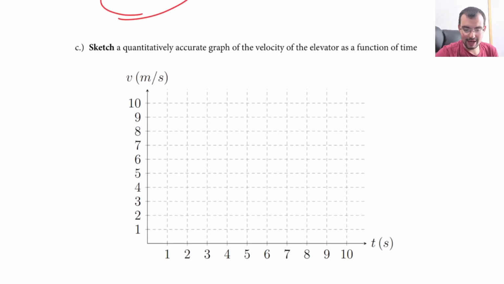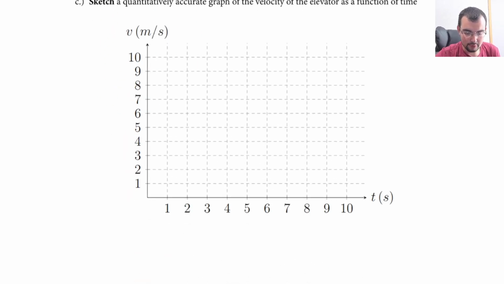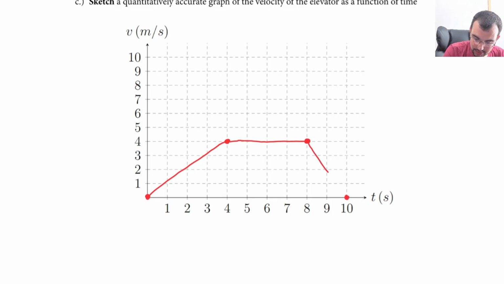Now, a quantitatively accurate graph of the velocity of the elevator. Well, we know on the first 4-second interval, we must gain 4 meters per second. We do start at rest. Then we gain nothing from 4 to 8. And then we lose it all by the time we're back to 10. So we get a segmented trapezoid that's not unlike what we got from our position graph from the runner.